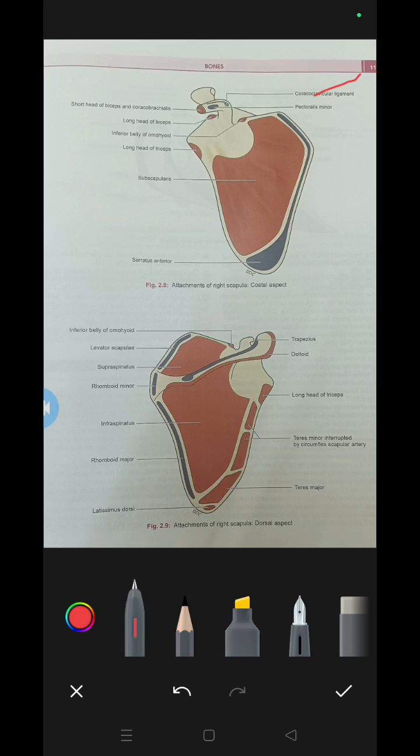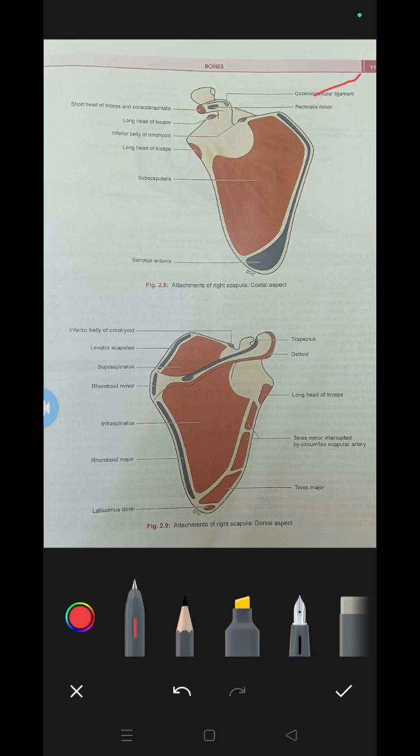Coming to the ossification, the scapula ossifies from one primary center and seven secondary centers. The primary center appears near the glenoid cavity during the 8th week of development.